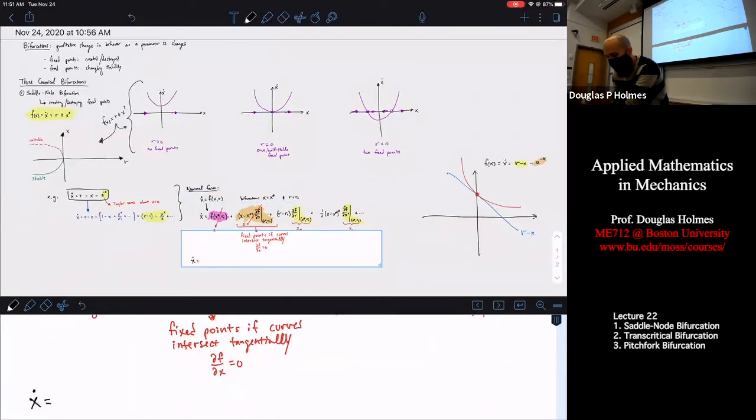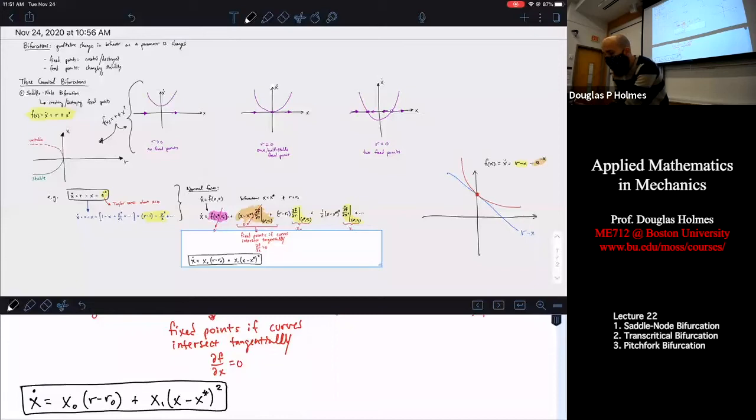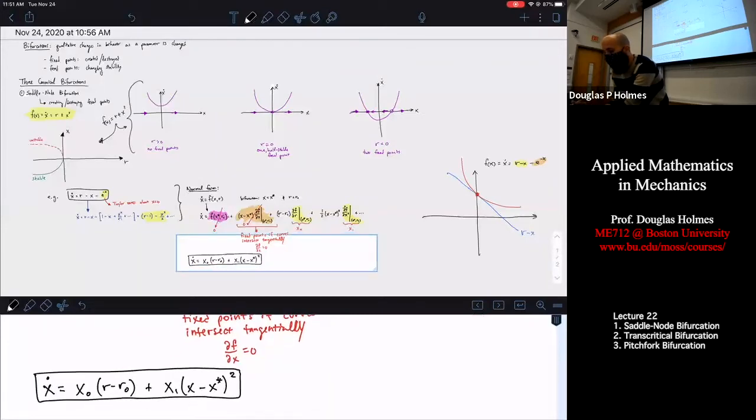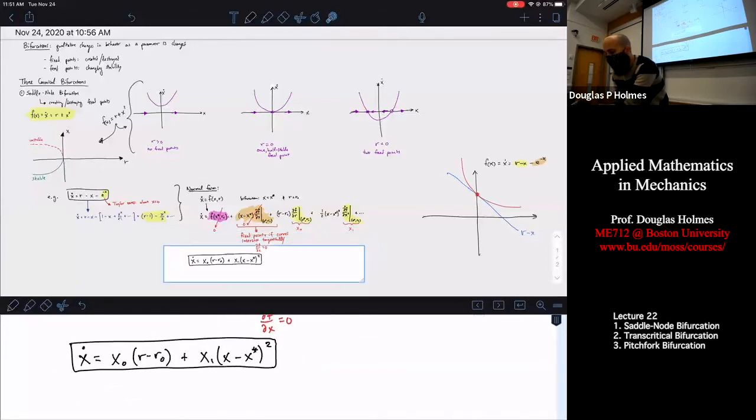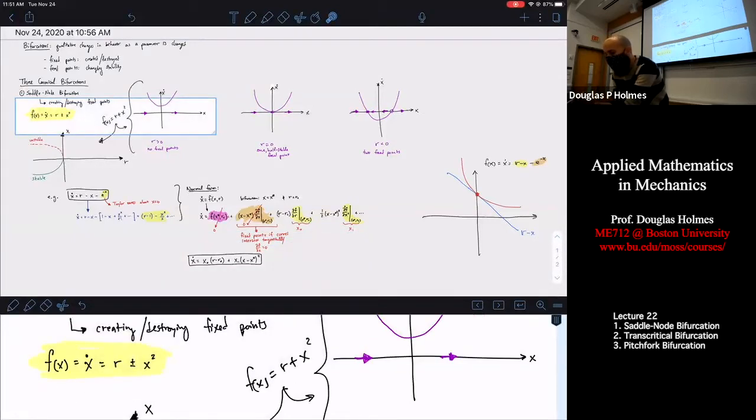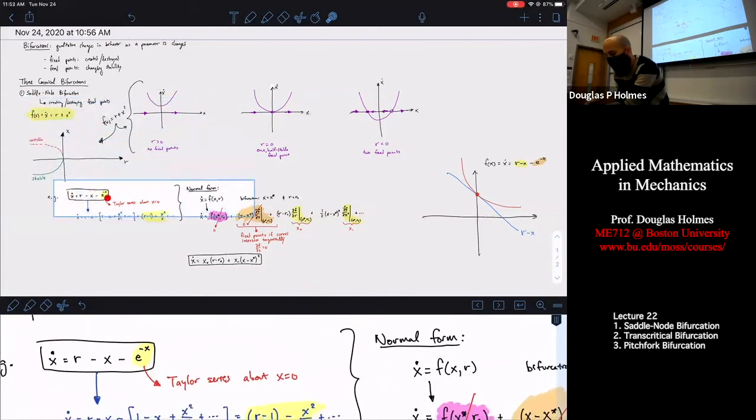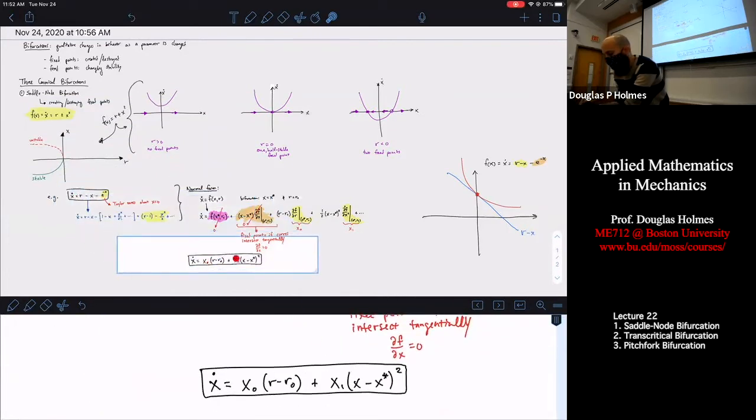x dot is equal to x naught times r minus r naught plus x1 times x minus x star squared. And if you look up, that's exactly the form that we have in our generic simple form up here. It also allows us to determine that this is going to be a saddle node bifurcation by calculating x naught and x1, which are just derivatives of that function with respect to either r or x.